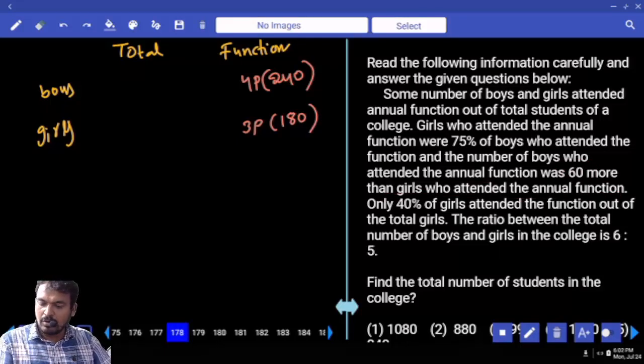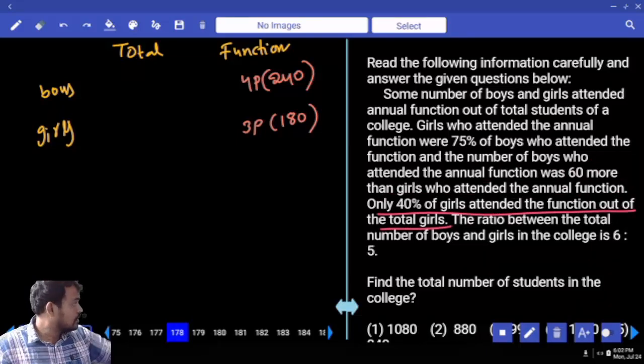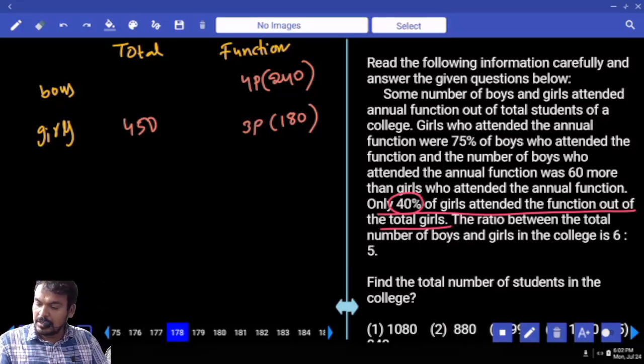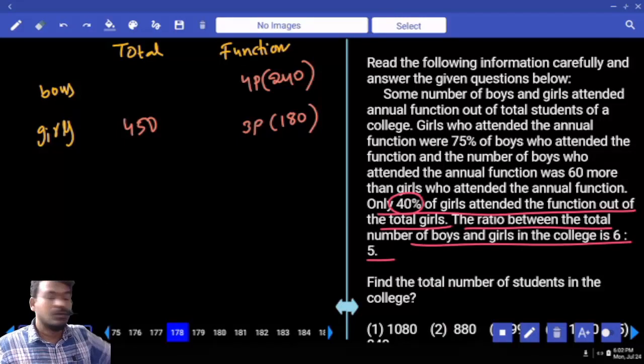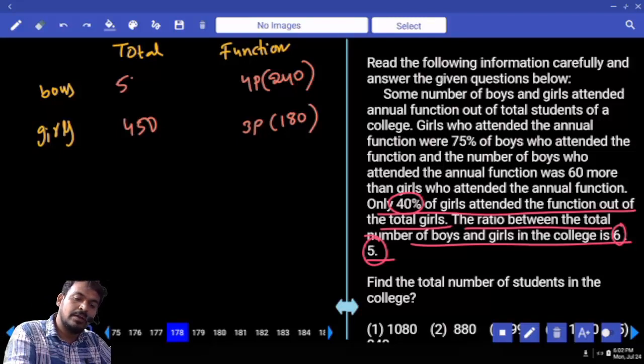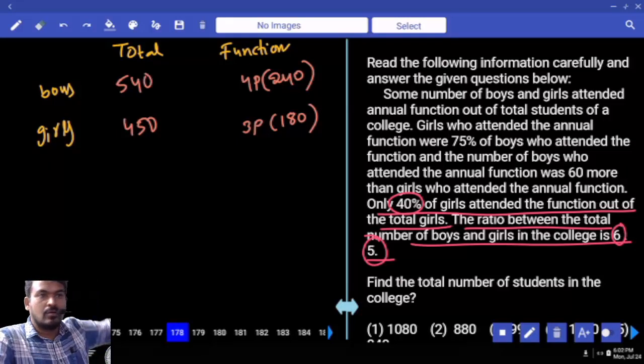Next line: only 40% of the girls attended the function out of the total girls. That means 180 is equal to how much percent? 40%. If 40% is 180, then 100% is 450. Next, the ratio of the total number of boys and girls in the college is 6:5. For the 5 parts it is 450, girls are 5 parts, so 5 parts is 450. For the 6 parts it is 540. Total boys 540, in that 240 attended the function.